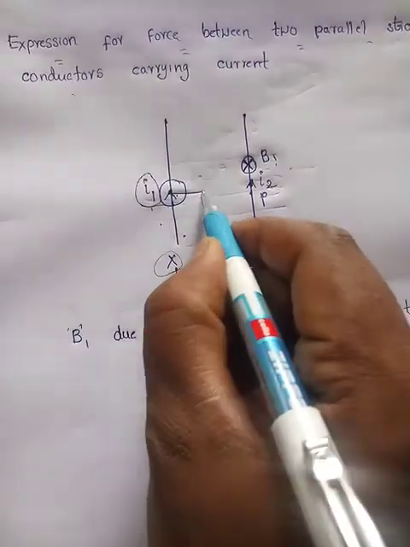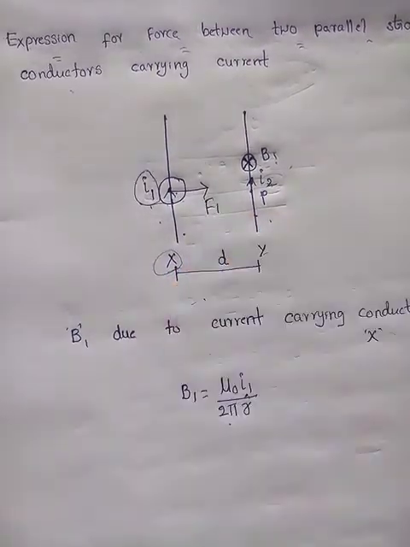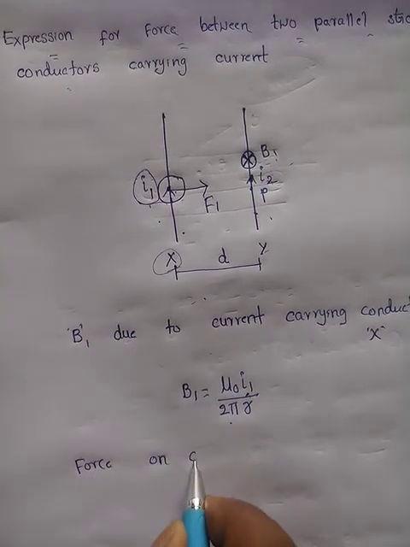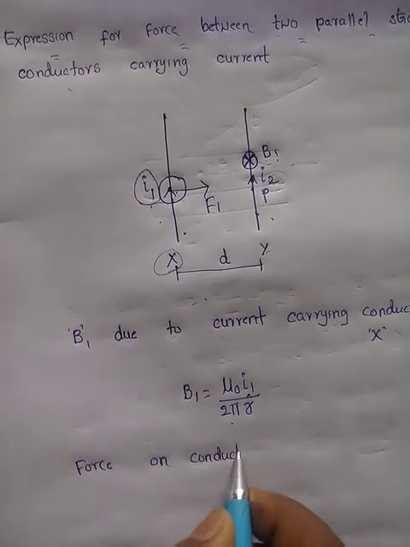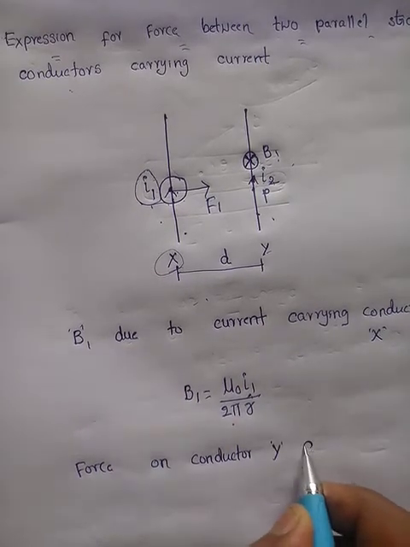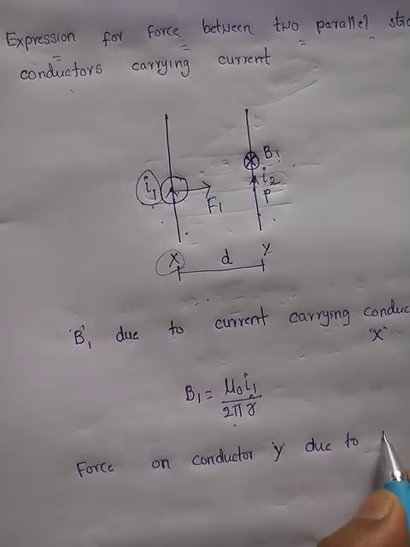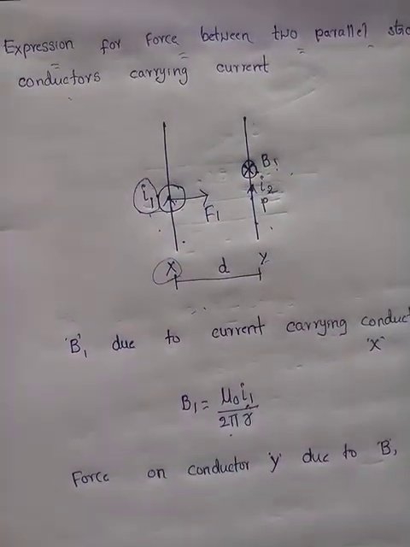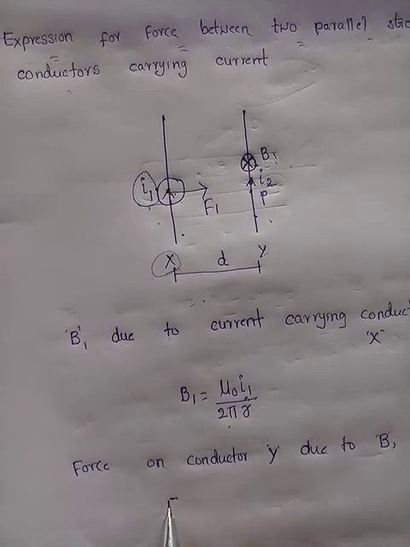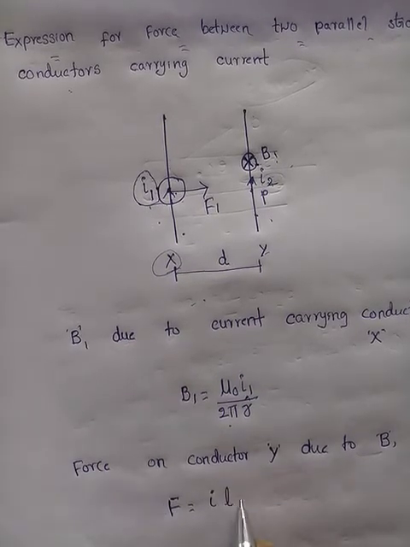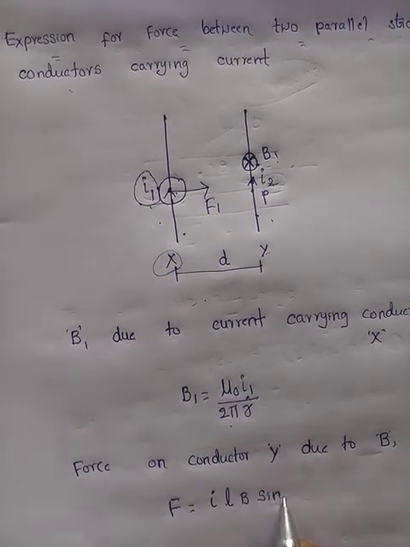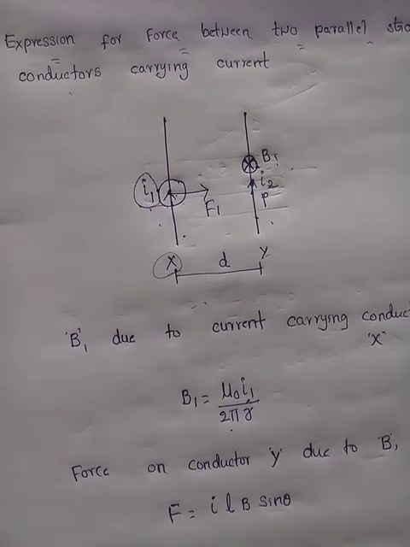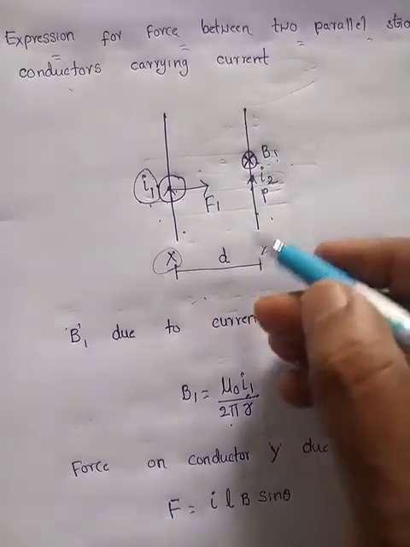What is the direction of force? This is F1. So force on conductor Y due to B1, because it produces magnetic field and exerts force on Y. So what is the force? Now only we did it, right? F is equal to ILB sin theta. So on which conductor are we exerting force?